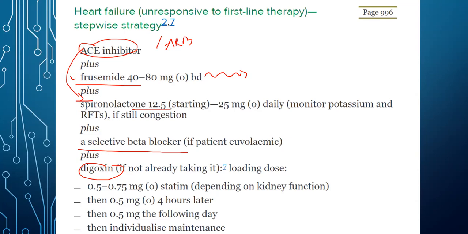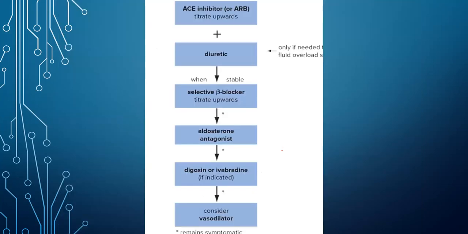Okay. Now, another important thing to remember is the beta blocker that you use in heart failure. You should only use beta blocker if a patient is euvolemic. That means heart failure is now well controlled. In an uncontrolled heart failure patient, we don't use beta blocker. Okay, so remember that. So that's the step-by-step approach that we have discussed.